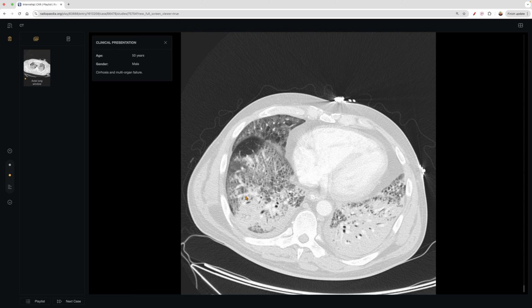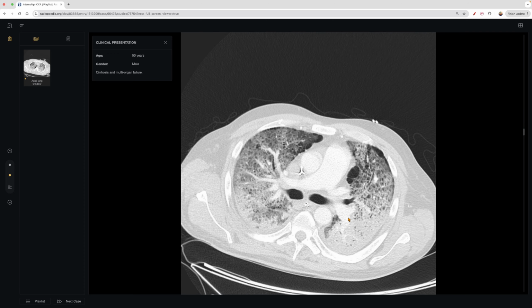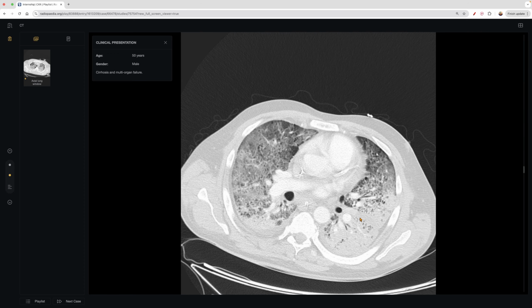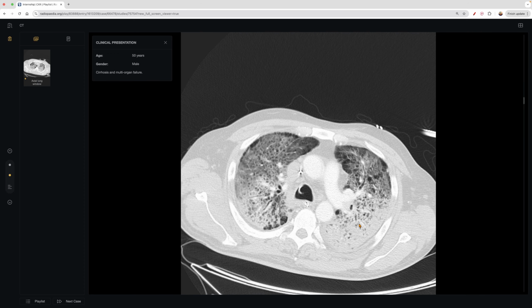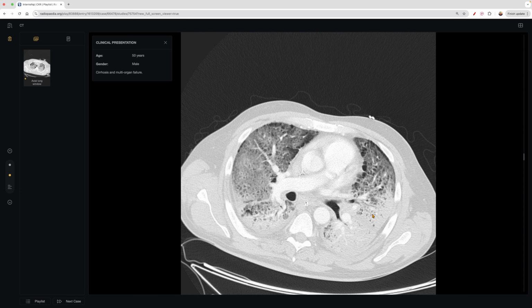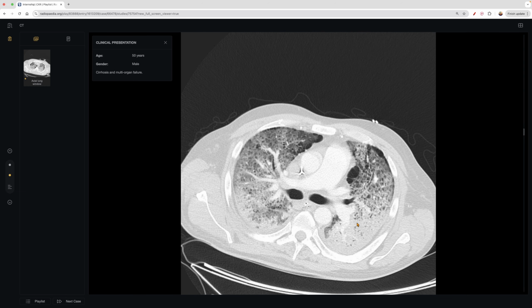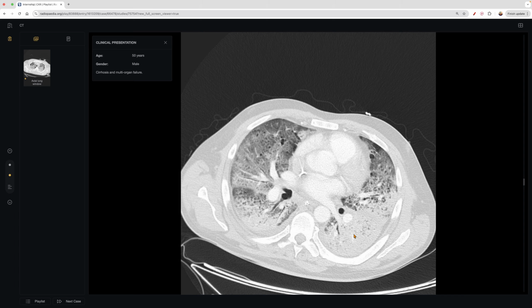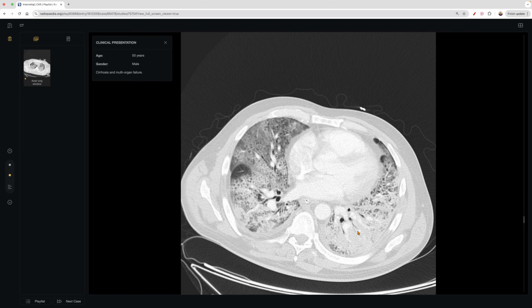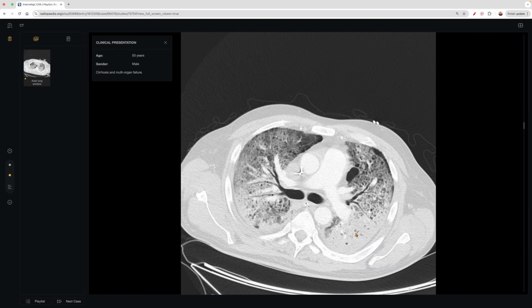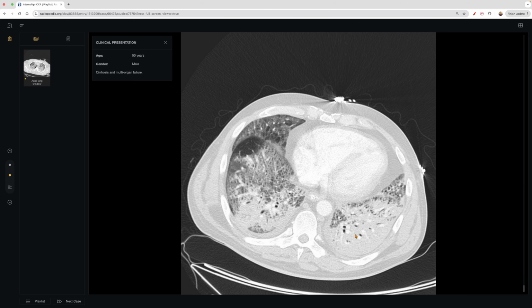So again, you can see all that gook, and all that gook, being the better word, is opacification, right? That's what we say when we don't know what it is, or we're just trying to sound like we know what we're doing. And then in this case, this opacity is consolidation, right? You can see how it's all together. It's all confluent. There's even air bronchograms. Harder to appreciate on the chest radiograph.